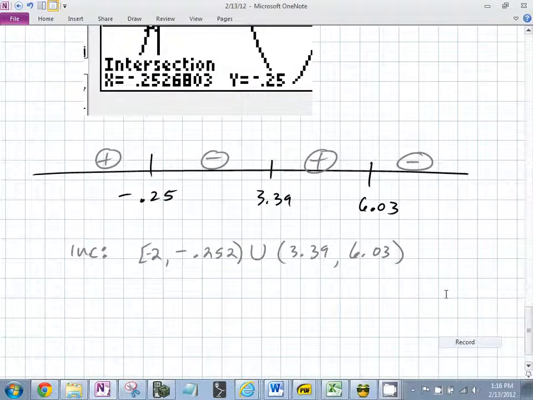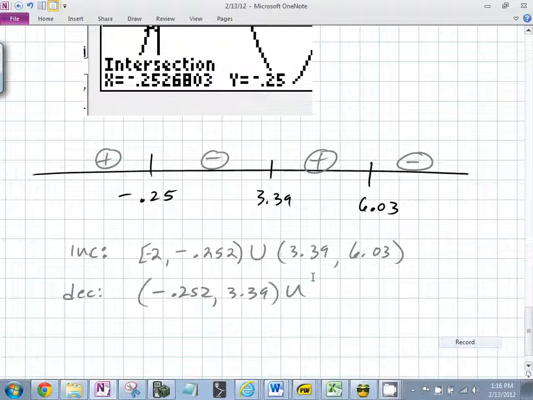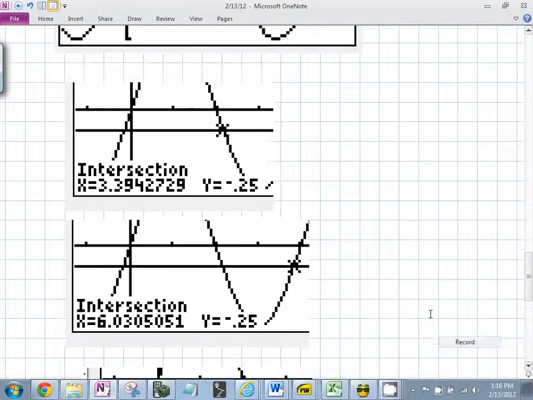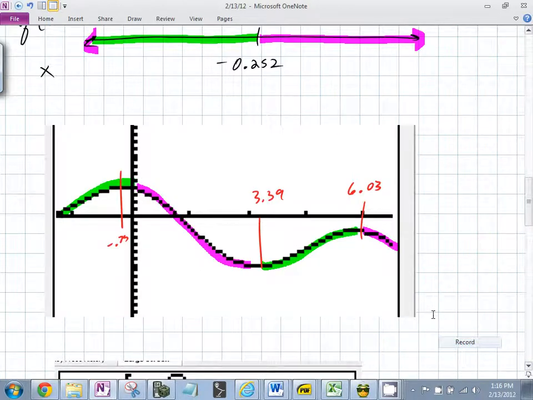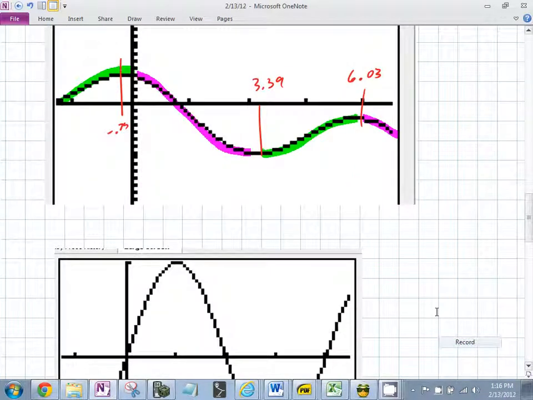So then we look at where is it decreasing? Where is it decreasing? -2 comma -0.25, union 6.03 to 7. Right, exactly. So there's 2 ways. So hold on. We just figured out, hold on a sec.